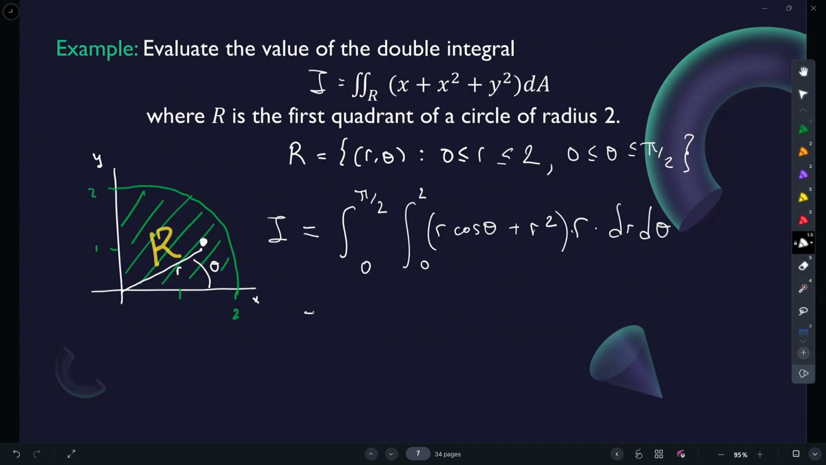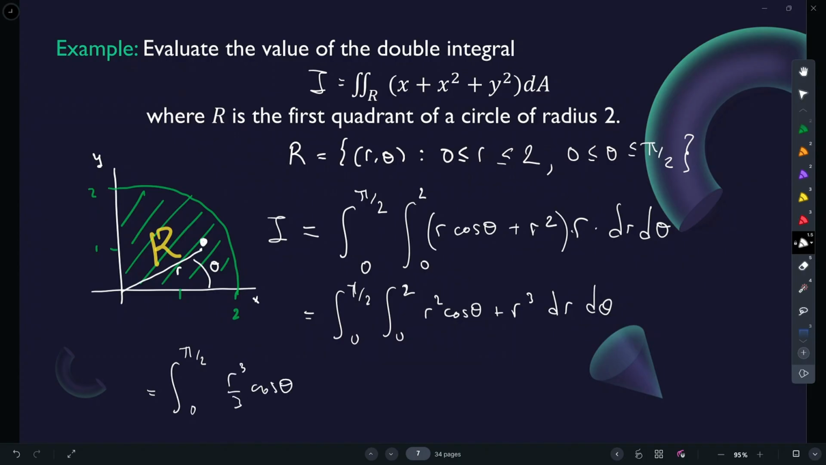So I have to simplify this. First of all, before I integrate, I'm going to multiply by r. So this is r squared cosine theta plus r cubed dr d theta. And now I can integrate. This will be the integral up to pi over 2 of, now integrating with respect to r, theta is constant, so this is r cubed divided by 3 cosine theta plus r to the 4 divided by 4, between 0 and 2 d theta.